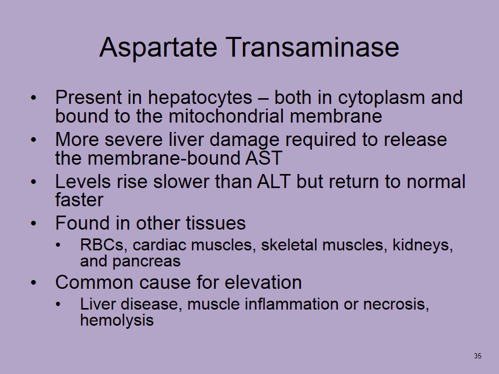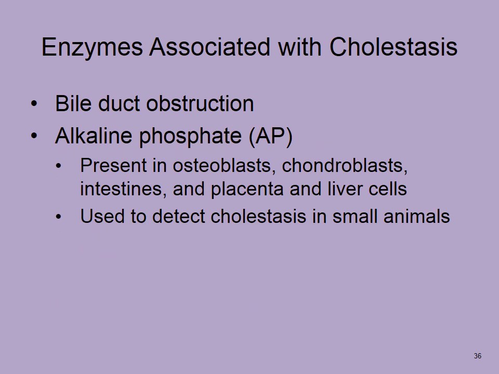AST is unfortunately also found in other tissues: red blood cells, cardiac muscle, skeletal muscles, kidney, and pancreas. So common causes for elevation could be not just in the liver, it could be elsewhere. But liver disease is probably the most common one. But muscle inflammation or necrosis could be a big one, and hemolysis. So, keeping that in mind, aspartate transaminase (AST) just has to be considered in conjunction with the clinical picture, which is of course true of all these tests.